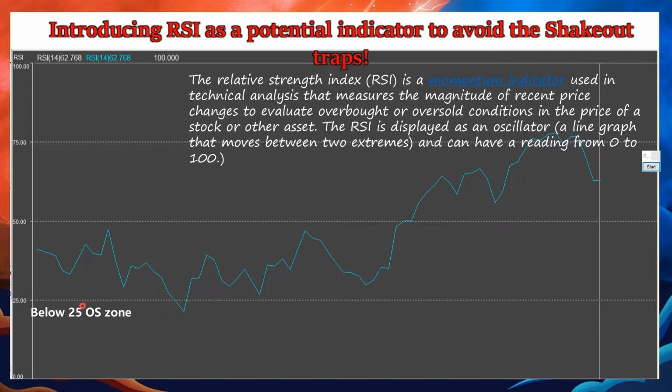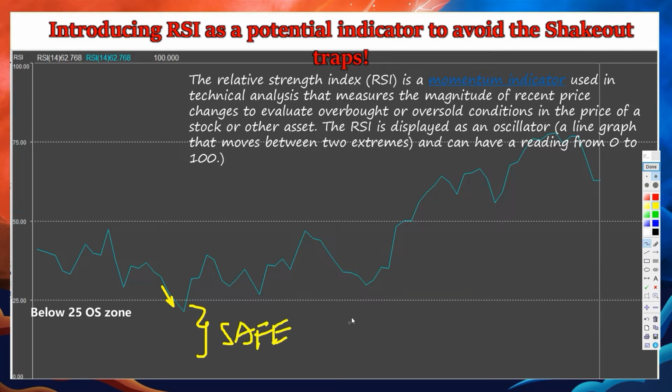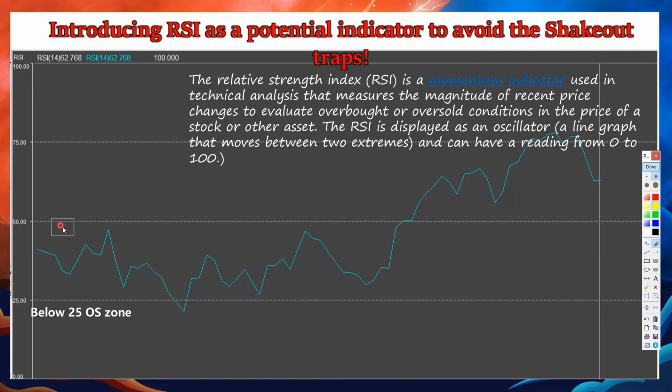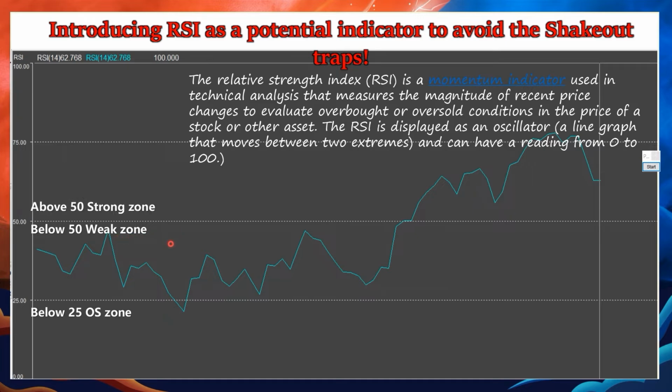Now below 25 is considered an oversold zone. Over here, it is deemed that the stock or asset, when it's below 25, is reaching oversold. It is also sometimes considered a potentially safe area, and you may want to look out for certain buying opportunities here. Now around the 50 level, we have to look at two sides. When it's below 50, the stock and asset is in the weak zone, whereas when it's above 50, the stock and asset is in the strong zone.